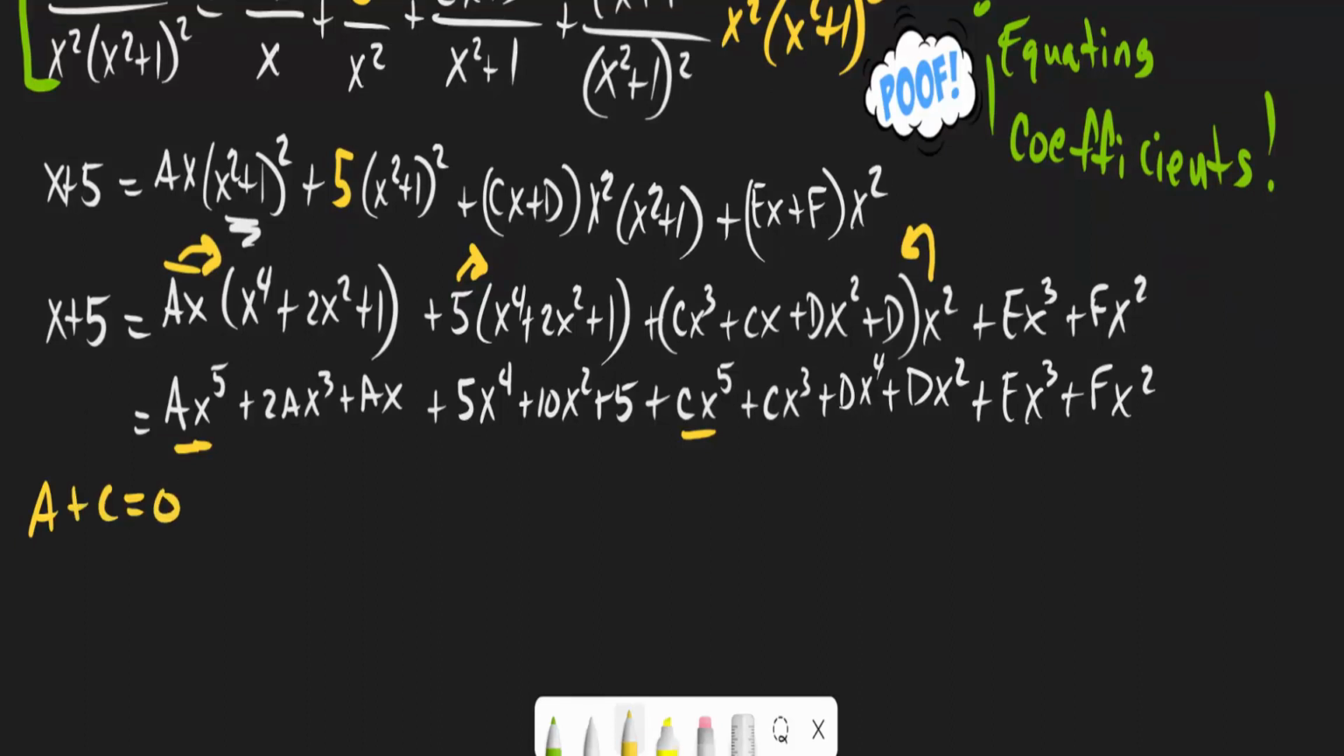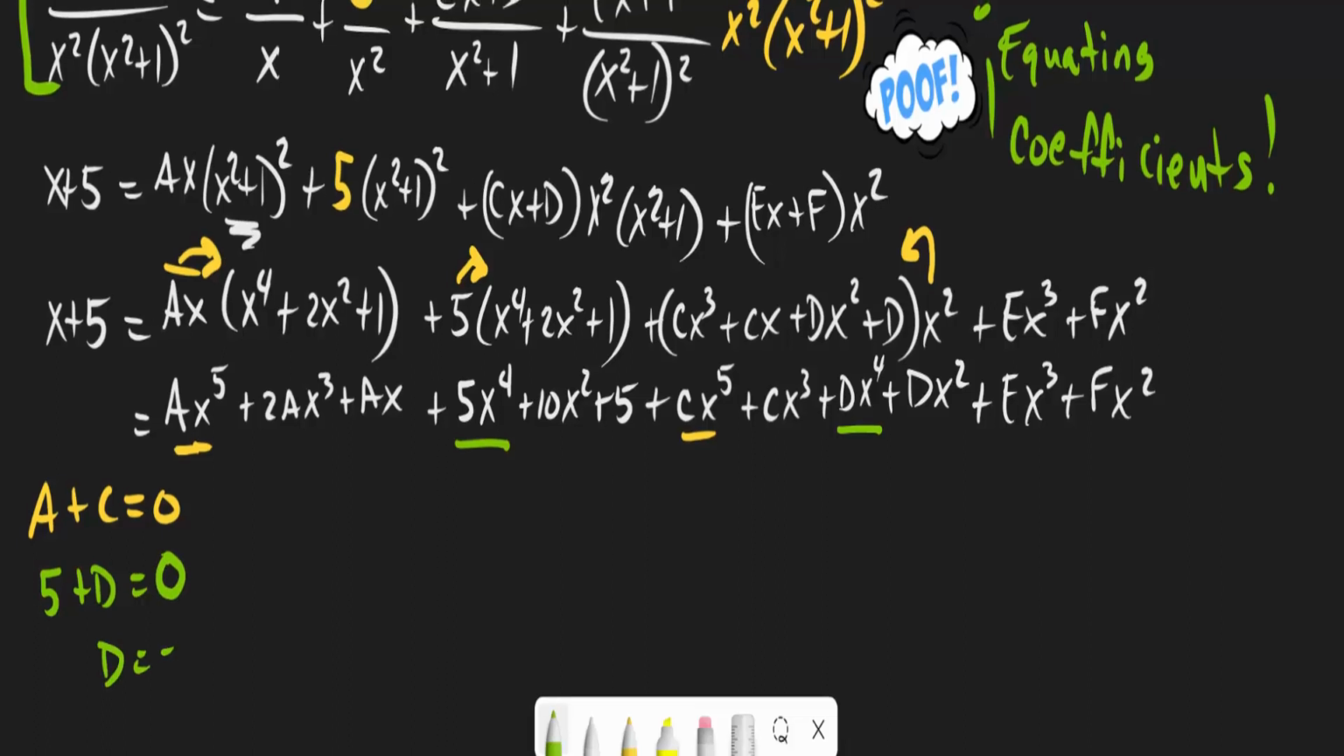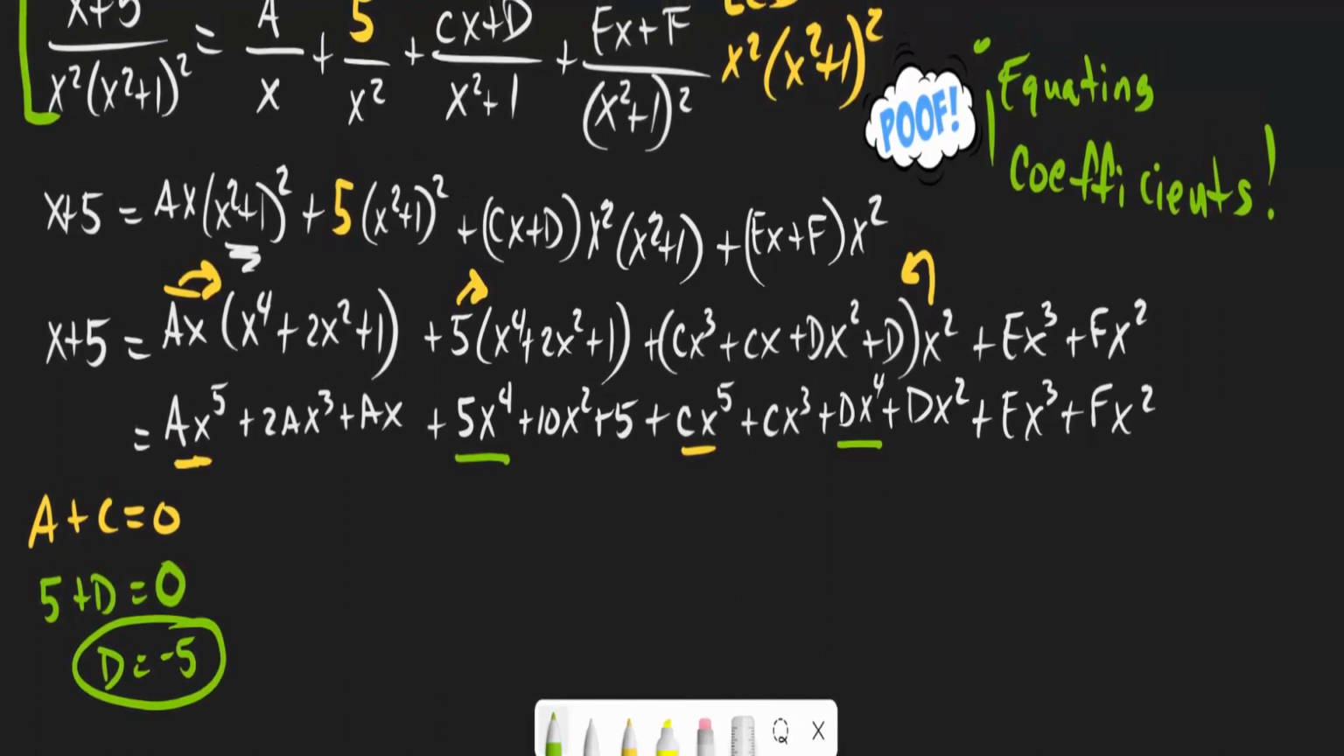Now that doesn't get us what a or c is. I agree. But we'll just leave it there. And as we look at some more of the terms, we're going to continue to set up some of these equations. So let's go look for powers of 4 now. For those, we've got a 5 and a d. And on the left-hand side of the equation, we don't have x to the 4th. So that one also has to be equal to 0. But of course, we could easily solve for d here. So d is equal to -5.